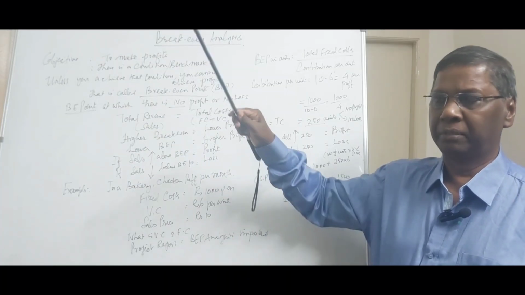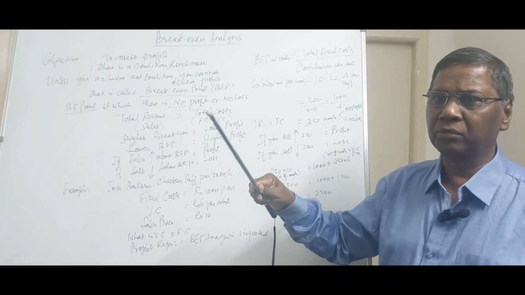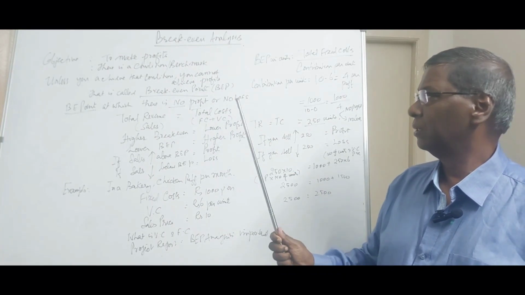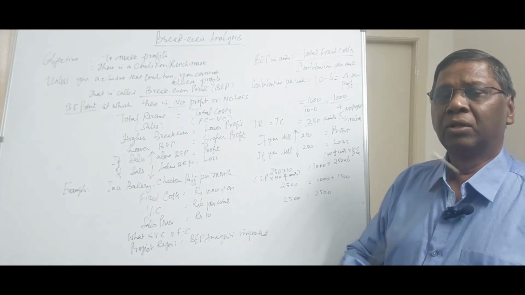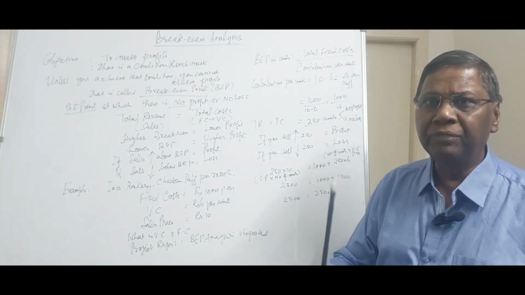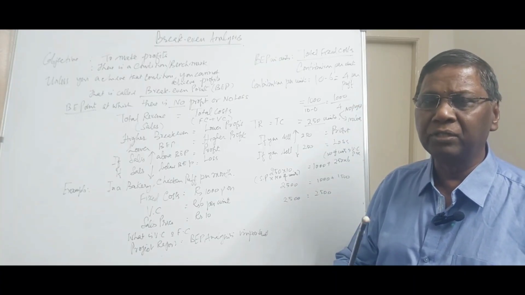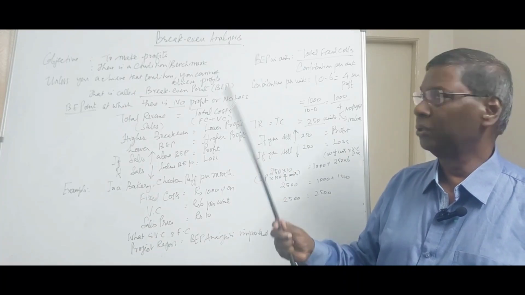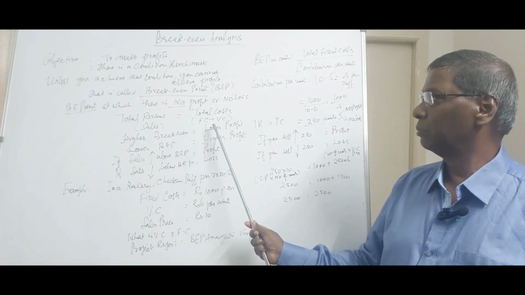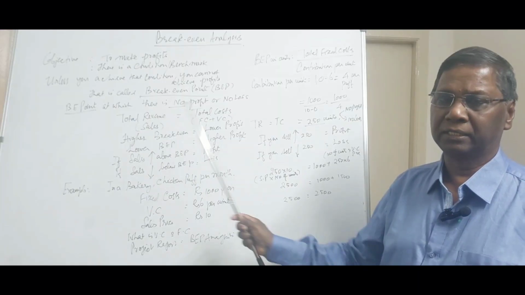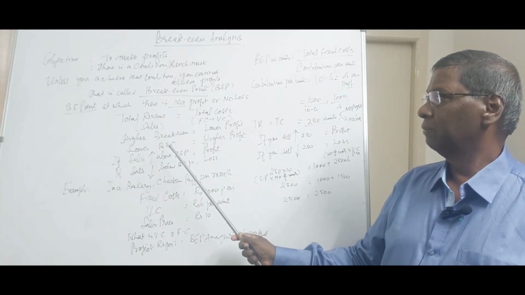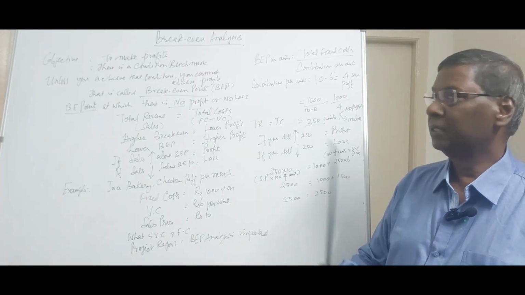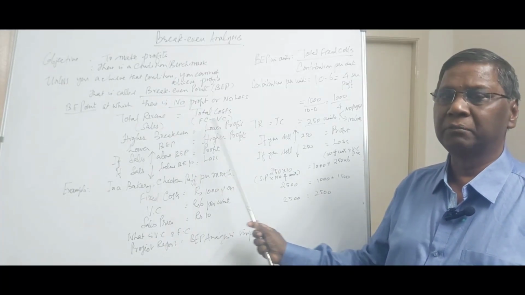Suppose the break-even point is going up. Instead of breaking even at 200 units, you break even at 400 units, then profit will be reduced. If you are breaking even at a lower level, say 150 units, then profit will be more. So higher break-even, lower profit. There is always an inverse relationship between these two. You should understand that.